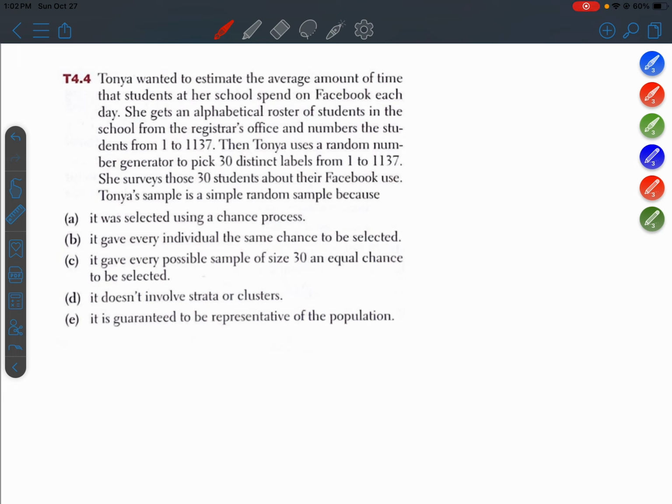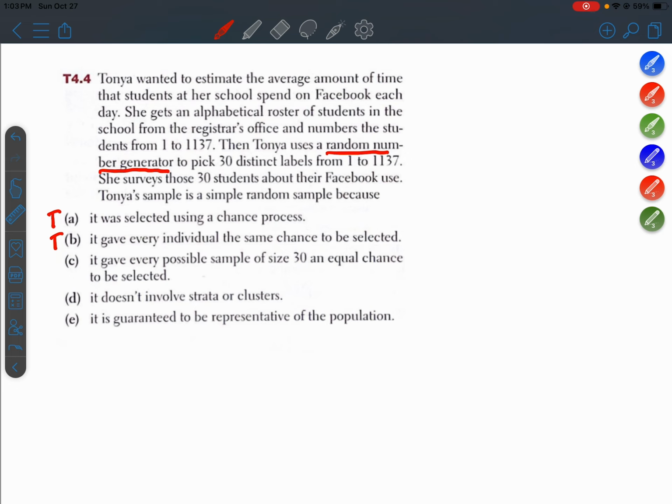All right, so let's look at these answer choices. A, it was selected using a chance process. So that is true. Okay, the random number generator is that chance process. B, it gave every individual the same chance to be selected. Well, this statement is also true, right? Random number generator has no bias or favoritism, so every student has the same chance of having their number be produced or generated.